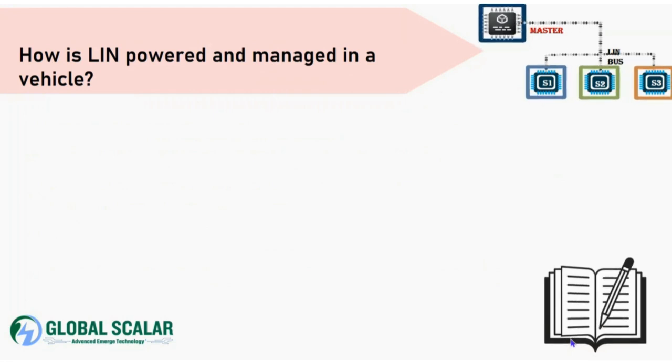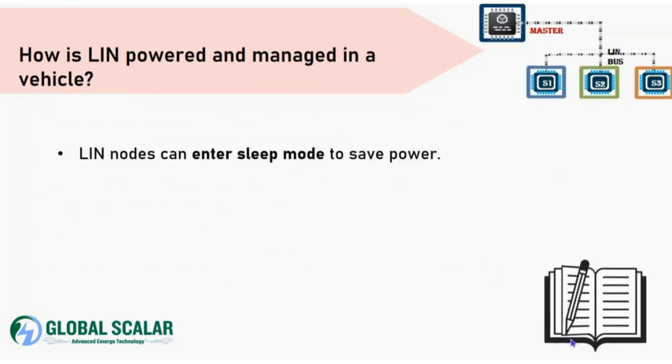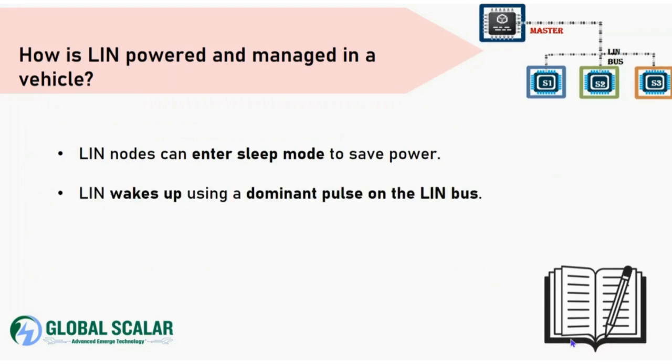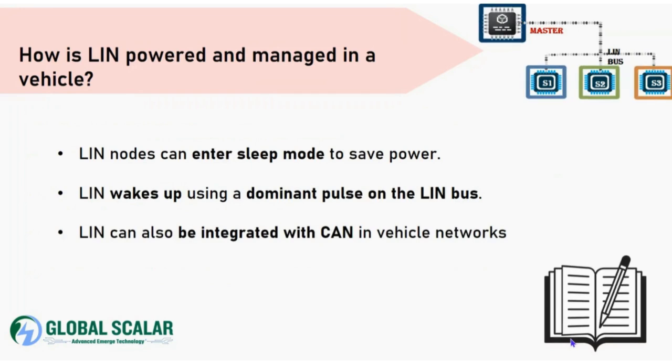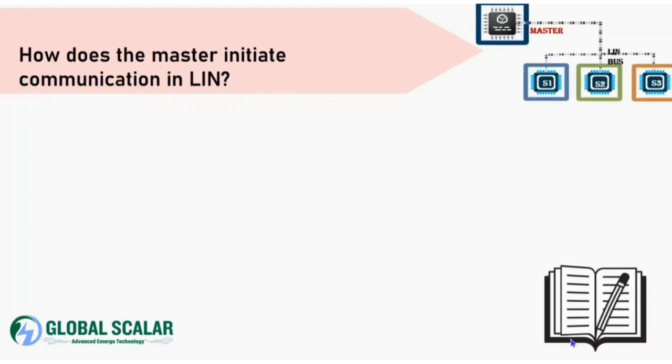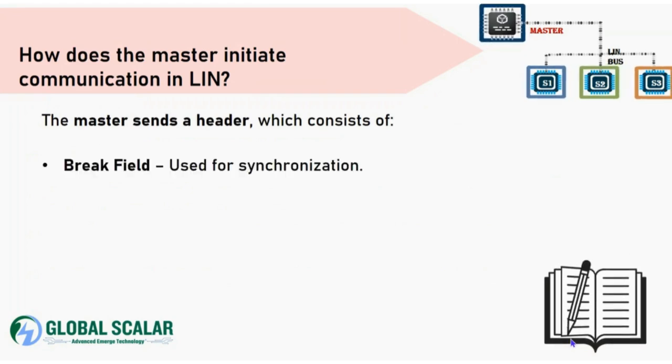How is LIN powered and managed in the vehicle? LIN nodes can enter sleep mode to save more power. LIN wakes up using a dominant pulse on the LIN bus. LIN can also be integrated with CAN in a vehicle network. How does the master initiate communication in LIN? The master sends a header which consists of a break field used for synchronization.